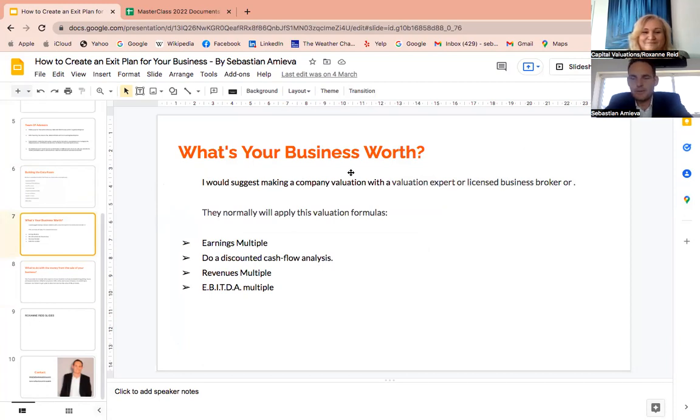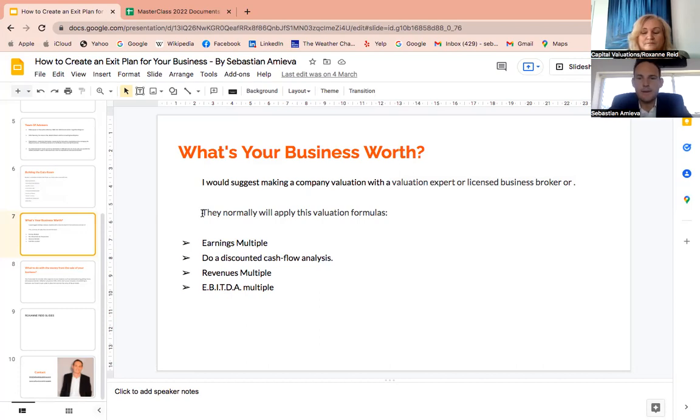For me, it's very important to quickly analyze deals. I could spend hours and weeks analyzing a deal, making a valuation, but then I would prefer to delegate that task to a valuation expert like Roxxane, who is here with us today. But how can I do it myself quickly, right? So I would suggest making a company evaluation with a valuation expert like Roxxane.